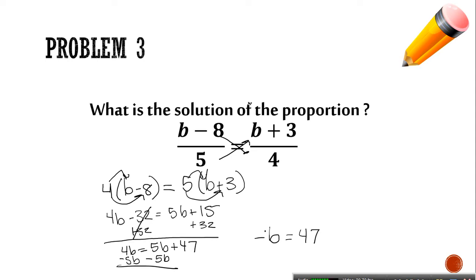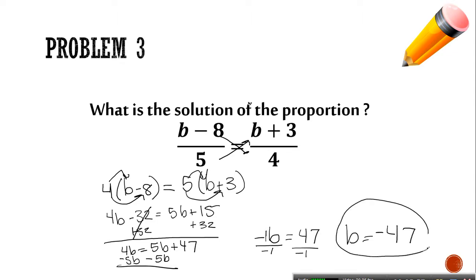Now, I need b to be positive. I can't have a negative. Right now, there is a little negative 1 right here. You can't see it very well, but he's there. So I need to divide by that negative 1. In essence, what I'm doing is I am flipping the signs of both sides. So to having a negative b, I get a positive b. Instead of having a positive 47, I get a negative 47. So b equals negative 47.